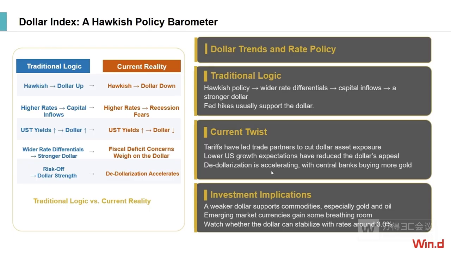Third, the restructuring of the global monetary system. Central banks worldwide are accelerating the increase in gold reserves while reducing allocations to dollar assets, marking the most profound adjustment in the international monetary system since the collapse of the Bretton Woods system. This trend is self-reinforcing. Once established, it becomes difficult to reverse.